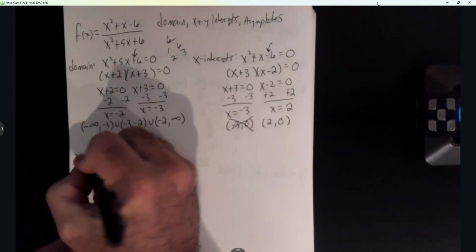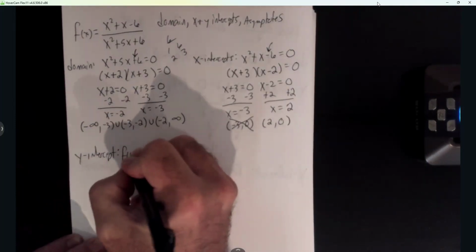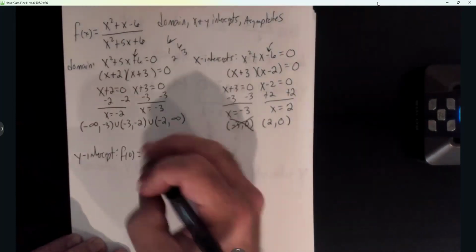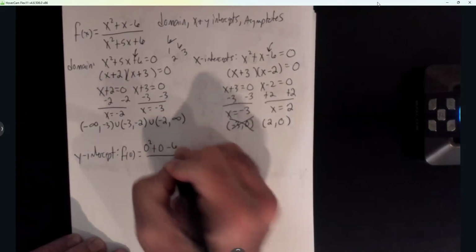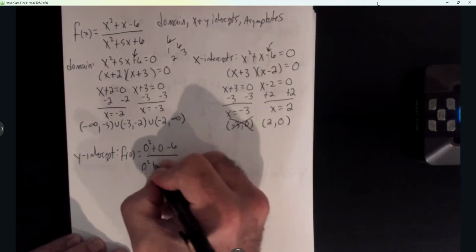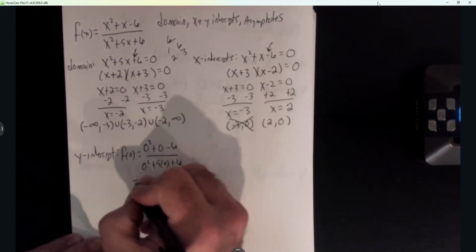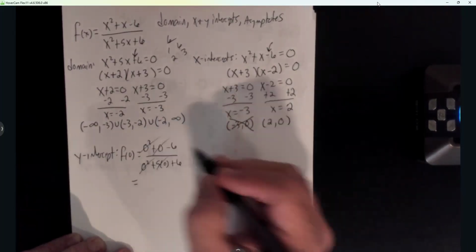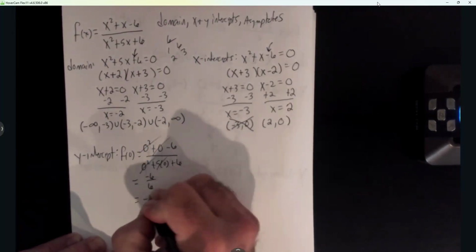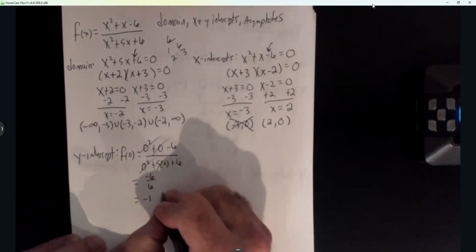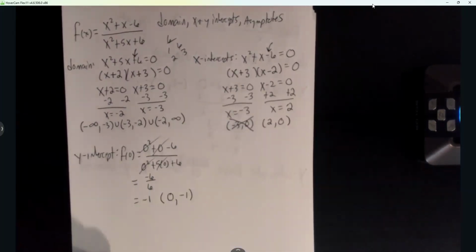Let's find the y-intercept. Y-intercept is f of 0. So put a 0 in for all the x's. 0 squared plus 0 minus 6 over 0 squared plus 5 times 0 plus 6. Well, if you notice, the zeros cancel. They're all gone. So I end up with a negative 6 over 6, which is a negative 1. So my y-intercept is 0 for the x, negative 1 for the y.